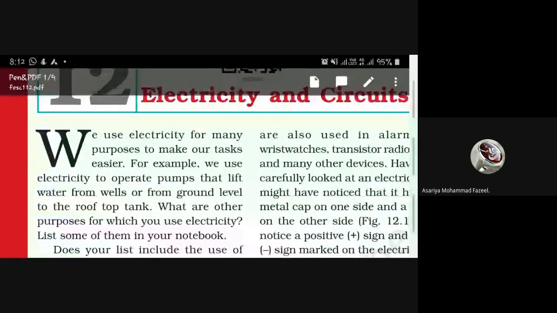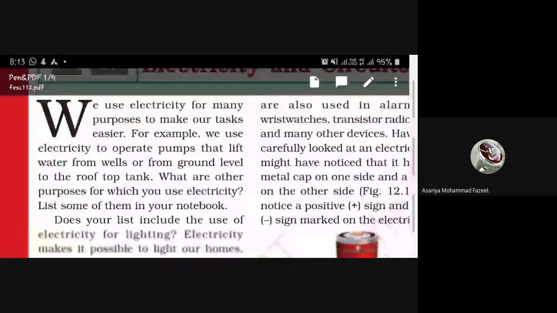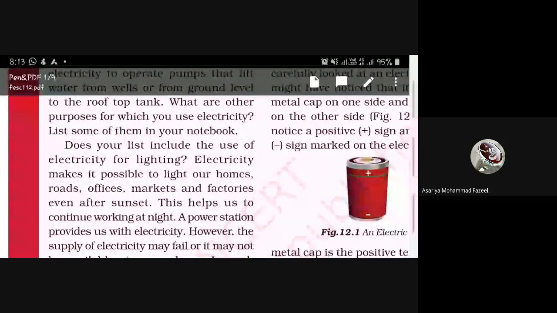Before, when there was no electricity, ladies and everyone were taking water with that ghada, that pot, from outside and putting it in the small tanks. Now it is easy because of electricity. You just press one switch, and the tank will fill in just 10 or 20 minutes. So this is a good example of how electricity is useful. It is making our tasks easy.